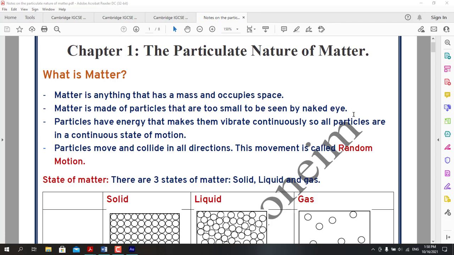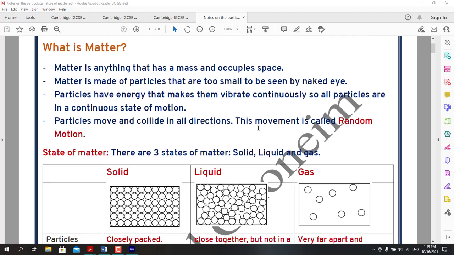We'll call these atoms. Particles have energy that makes them vibrate continuously, so all particles are in a continuous state of motion. Regardless of the state of matter, whether it's solid, liquid, or gas, the particles are always moving, even if you can't see them move. Particles move and collide in all directions, and this movement is called the random motion or the Brownian motion or the Brownian movement. We'll talk about that in a little while.